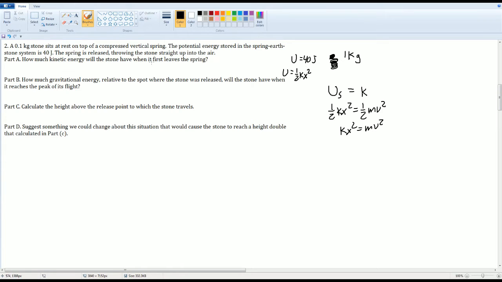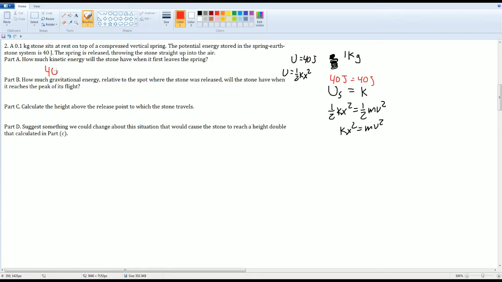How much energy would the stone have? I don't even need velocity. I know that it has to be 40 joules, right? Because the energy has to be converted. If this is 40 joules here, it has to be equal to 40 joules here.